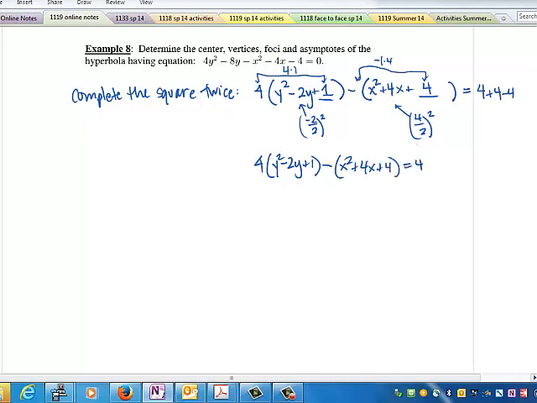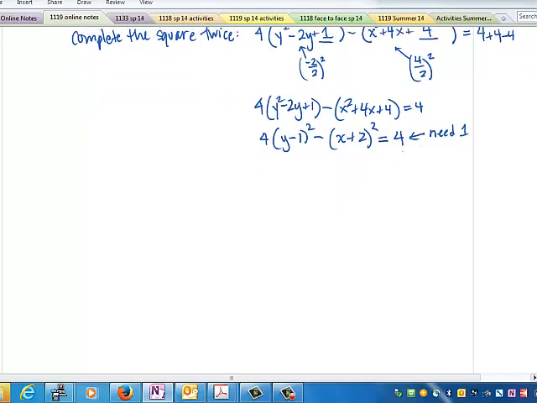And then we want to rewrite these trinomials as binomials squared. This group would be y minus 1 squared, and the other group would be x plus 2 squared. So remember, you want the square root of the first term, the square root of the second term, and then choose the sign that matches the sign on the middle term when you're factoring those. Then you need a 1 here, so you want to divide everything by 4.